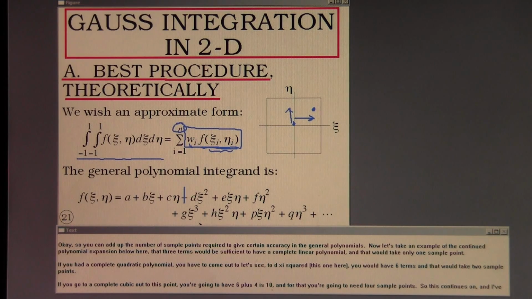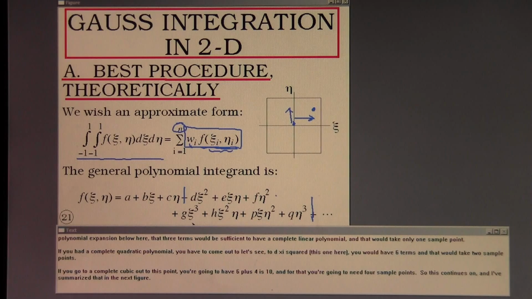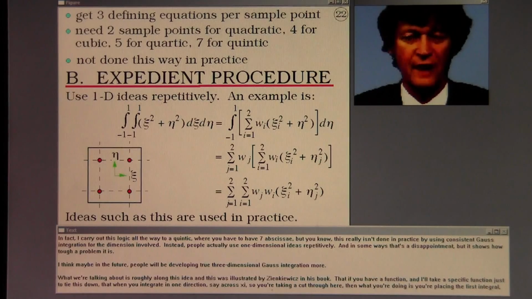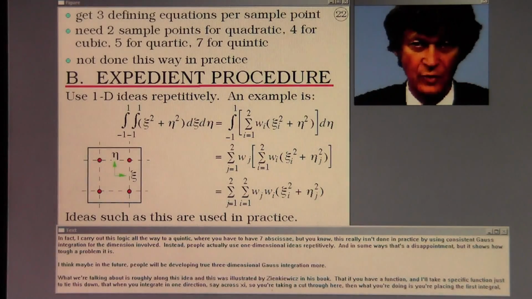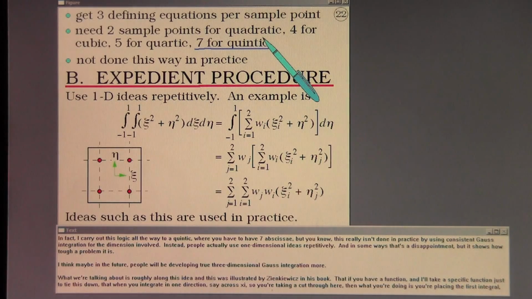to d c squared, this one here. It would have 6 terms, and that would take 2 sample points. If you go to a complete cubic, out to this point, you're going to have 6 plus 4 is 10, and for that you're going to need 4 sample points. So this continues on, and I've summarized that in the next figure. In fact, I carry out this logic all the way to a quintic, where you have to have 7 abscissa.